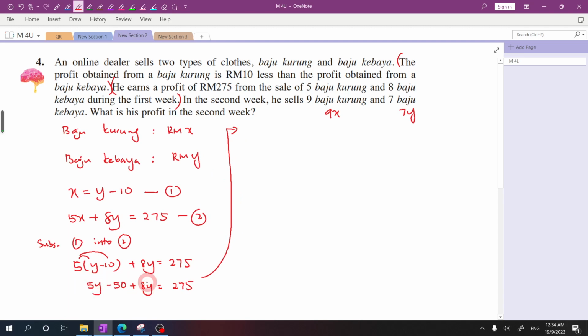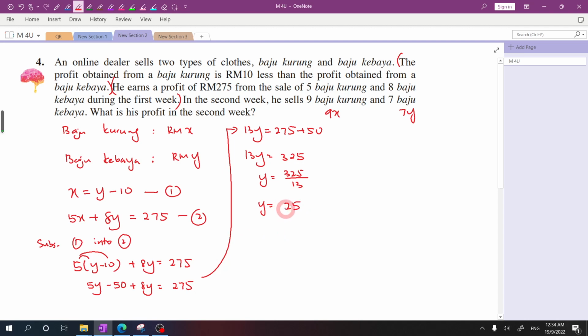5y plus 8y, you will get 13y. 275, I just copy. The negative 50, I bring over here, becomes positive 50. Okay, so y will be equal to 325 divided by 13. 325 divided by 13, you will get 25.